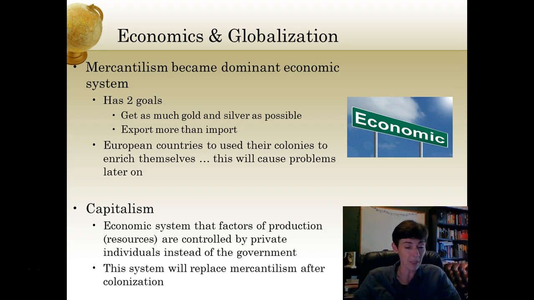Now, what is capitalism? Capitalism is an economic system in which the factors of production, resources, are controlled by private individuals and not the government. All right, this system replaces mercantilism after colonization. What are factors of production? So land, labor, capital, and entrepreneurship. Those are the major factors of production.